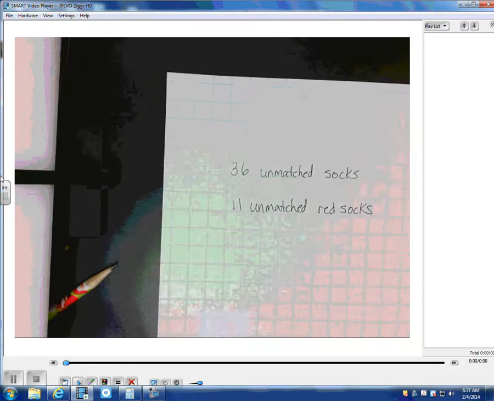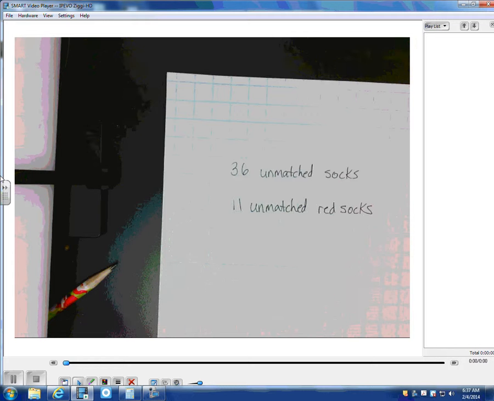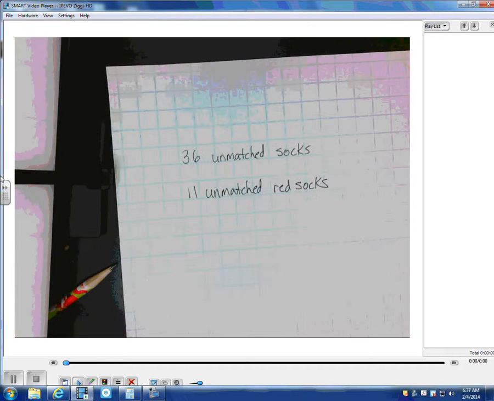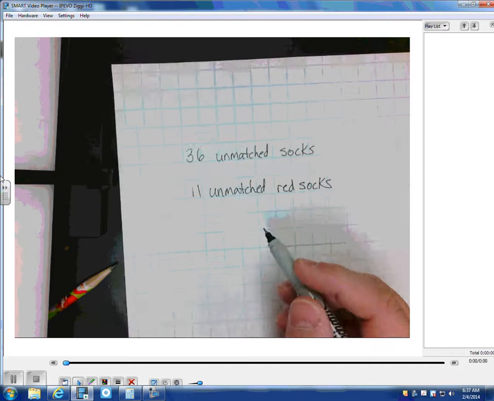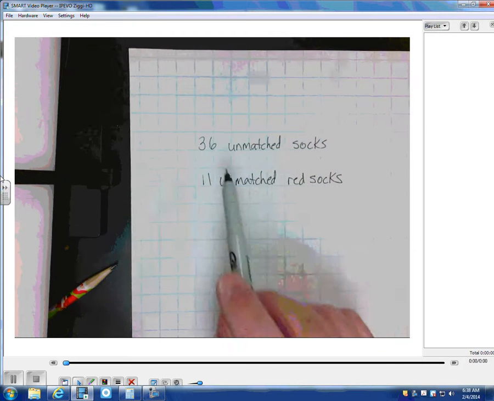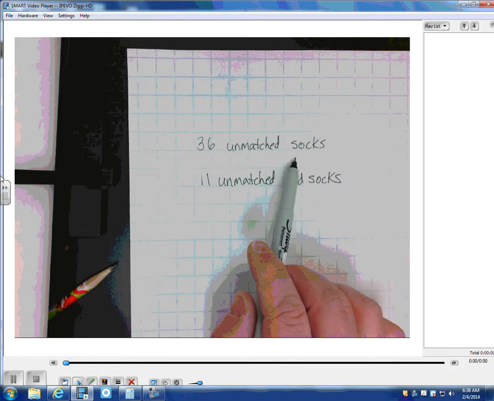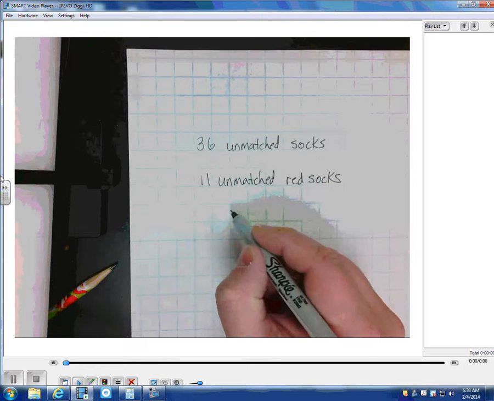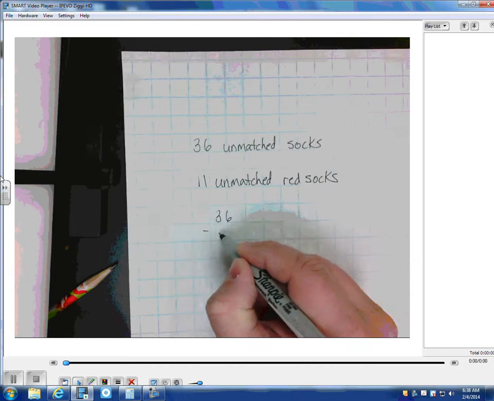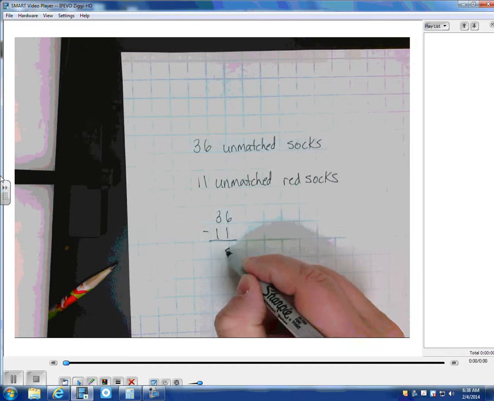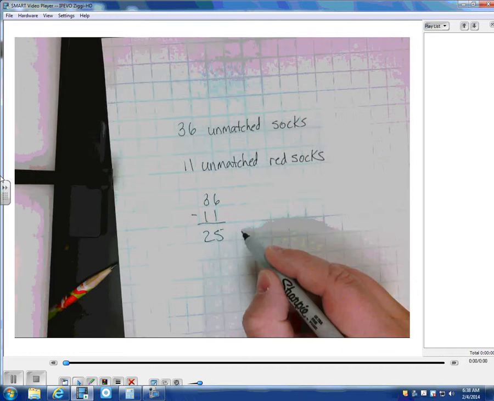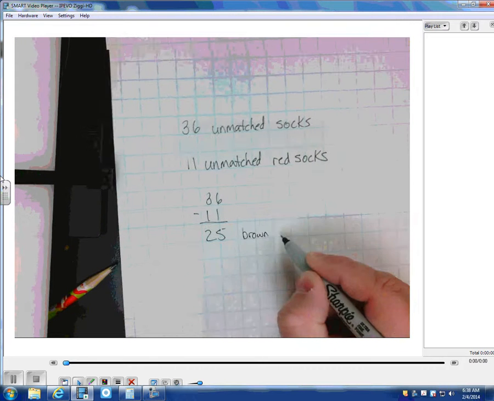Okay, so I know I have 36 unmatched socks. I know I have 11 unmatched red socks. So they give me some information right from the get-go. So the first thing I'm going to do is subtract 36 minus 11. And that leaves me 25 socks left over that are either brown or black.